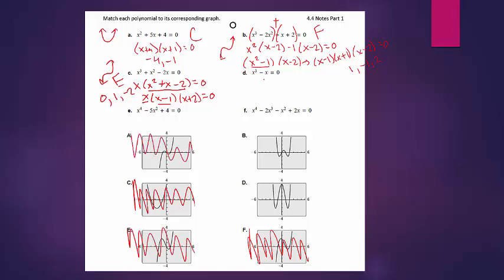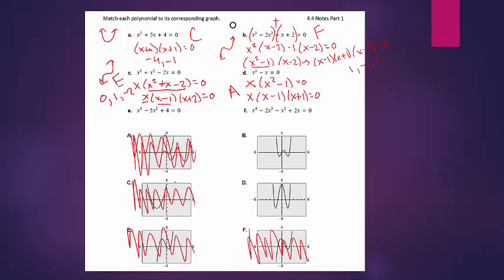Alright, so we'll give D a shot. We see that there's a GCF of x, so we'll factor that out real quick. And then we have ourselves a difference of squares, so we can factor that down. And so I have 3 x-intercepts, 1 at 0, 1 and -1, and that's going to go with graph A.